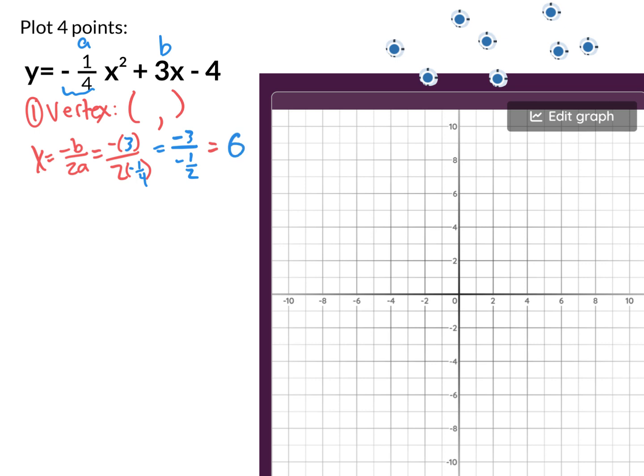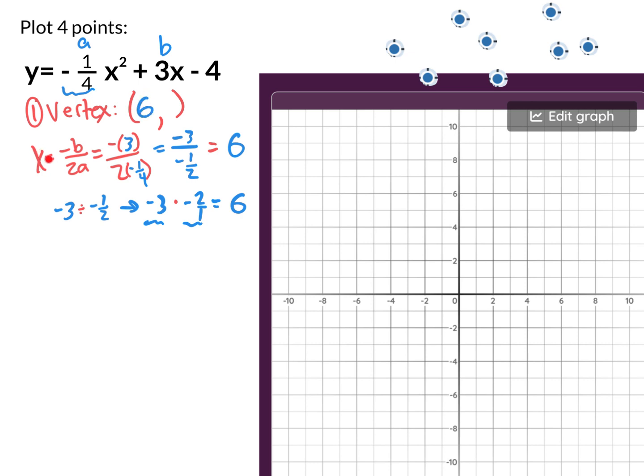If you didn't see that or understand that, you could write it horizontally. Negative 3 divided by negative 1/2. You rewrite that as negative 3 times the reciprocal of negative 1/2, which is negative 2 over 1. So that's really just negative 3 times negative 2, which is a positive 6. I hope we all understand how we got a positive 6 as the x value of the vertex.